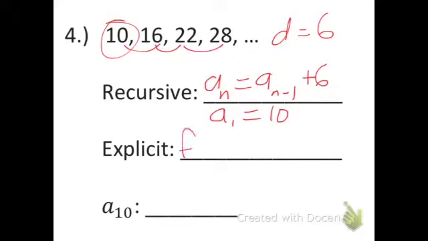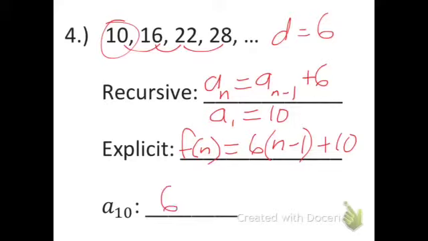The explicit one, I'll do it in the function notation for your viewing pleasure. The common difference goes in front of n minus 1 in parentheses, and then add the 10. And I need to now find the 10th term in the sequence, so I'm going to take 10, plug it in for n, and solve. 10 minus 1 is 9, times 6 is 54, plus 10 is 64.